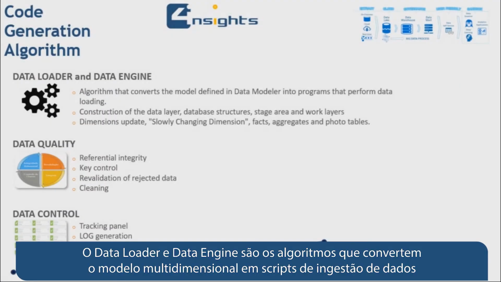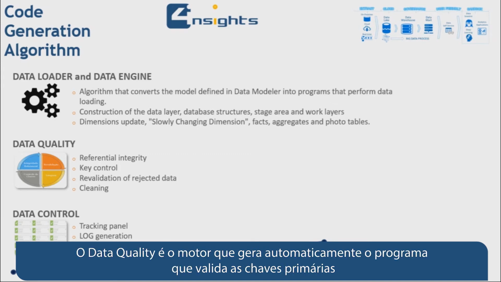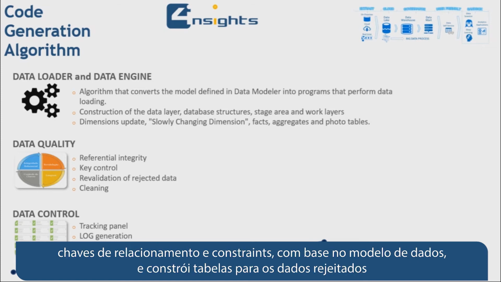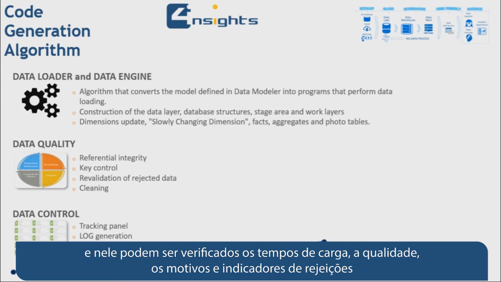The data loader and data engine is the algorithm that converts the multidimensional model into data intake scripts, loading and keeping tables up to date. The data quality is the engine that automatically generates the program that validates primary keys, relationship keys, and constraints based on the data model and builds tables for rejected data. The data control is the visual interface in which the execution results are displayed and the loading times, quality, reasons, and rejection indicators can be checked.